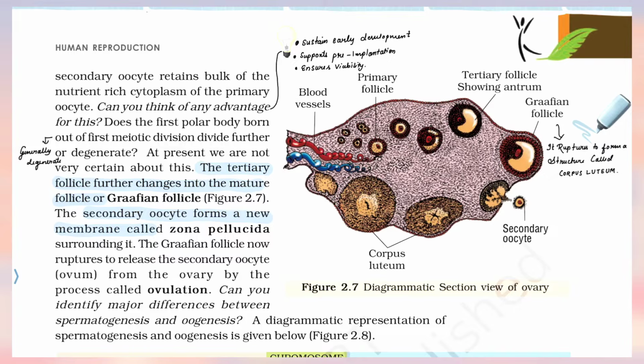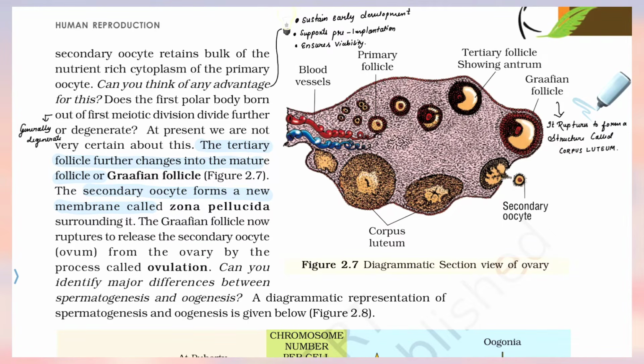Does the first polar body born out of the first meiotic division divide further or degenerate? At present, we are not very certain about this. The tertiary follicle further changes into the mature follicle or Graafian follicle. The secondary oocyte forms a new membrane called zona pellucida surrounding it. The Graafian follicle now ruptures to release the secondary oocyte, ovum, from the ovary by the process called ovulation. Can you identify major differences between spermatogenesis and oogenesis?